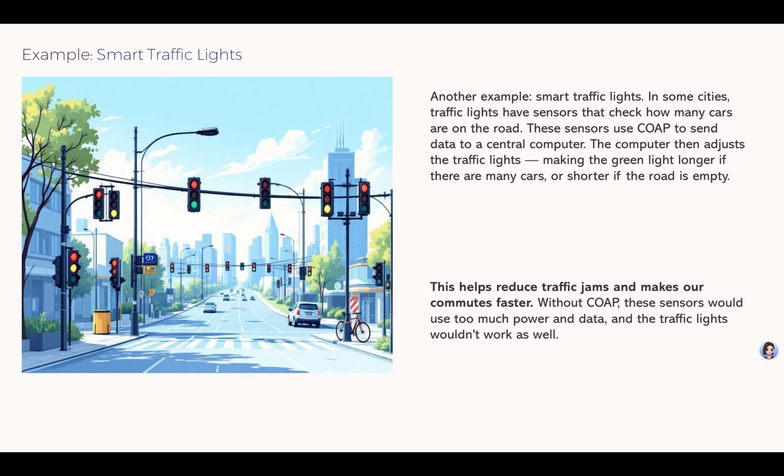In some cities, traffic lights have sensors that check how many cars are on the road. These sensors use CoAP to send data to a central computer. The computer then adjusts the traffic lights, making the green light longer if there are many cars, or shorter if the road is empty. This helps reduce traffic jams and makes our commutes faster. Without CoAP, these sensors would use too much power and data, and the traffic lights wouldn't work as well.